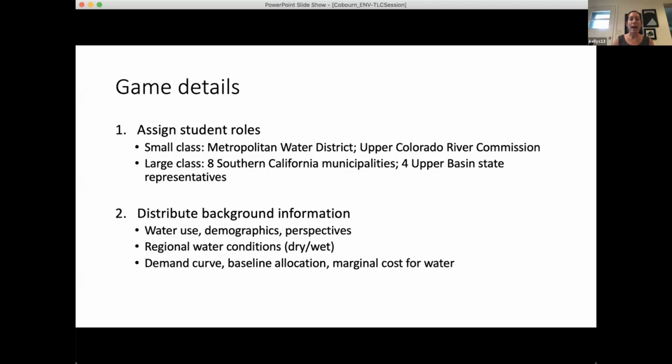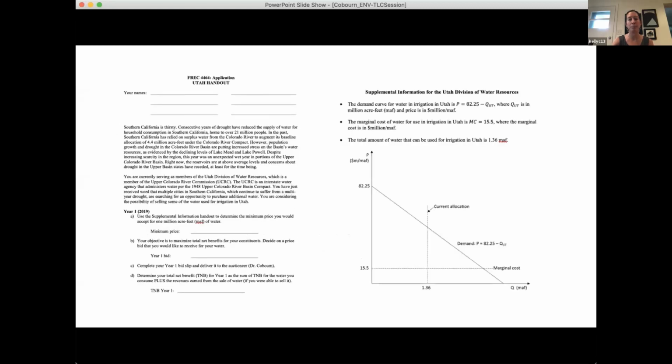I then give them each a group-specific set of background information that includes information on water use for their region, the demographics of their groups and the people they represent, as well as some social perspectives from the region. I give them information about regional water conditions, so depending on where they are, whether it's a dry year or a wet year. And then I also give them some basic information, including a demand curve, their baseline allocation of water under the Colorado River Compact, and the marginal cost for water in their respective uses.